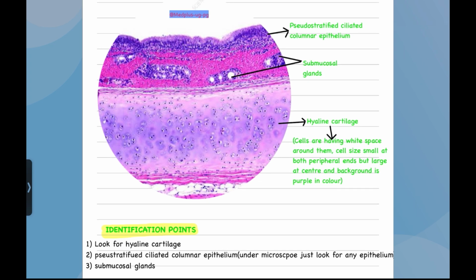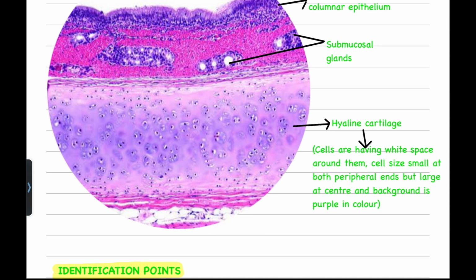Under the microscopic view, we can see here a hyaline cartilage. How will we identify it? There will be a purple colored background, and if we zoom in and look properly, we see chondrocytes, and surrounding them we have a white space.